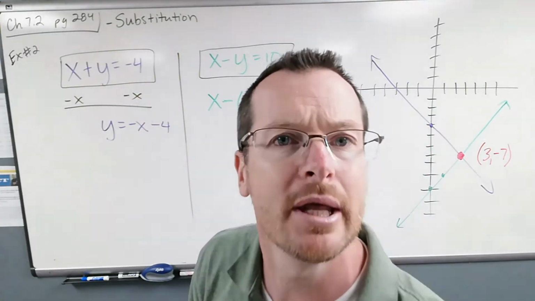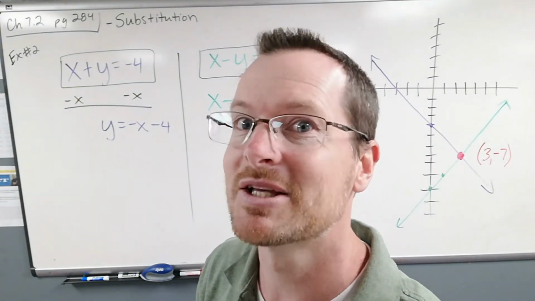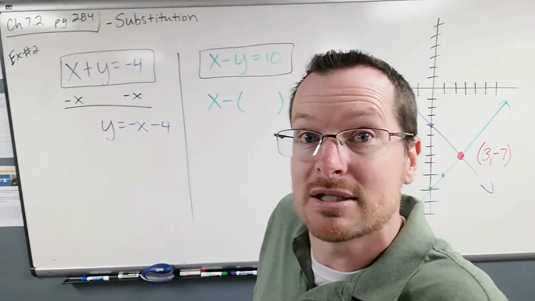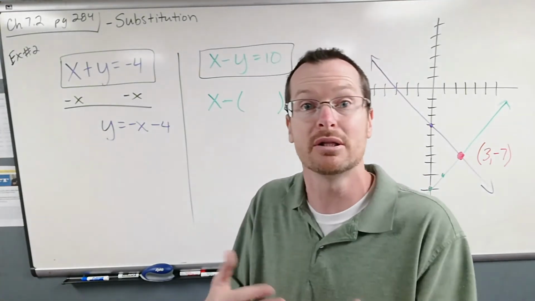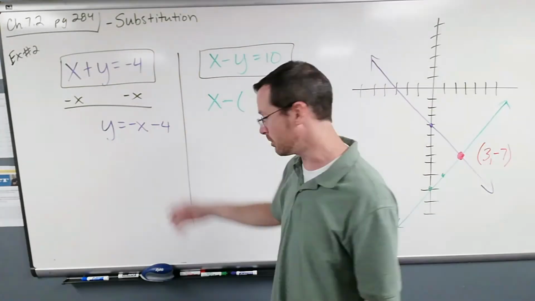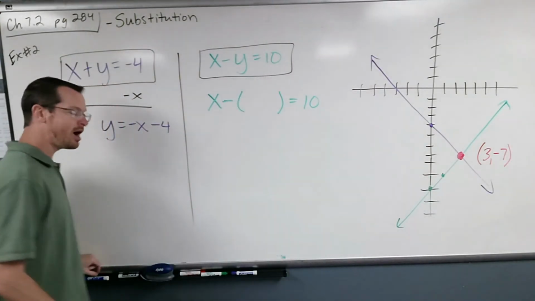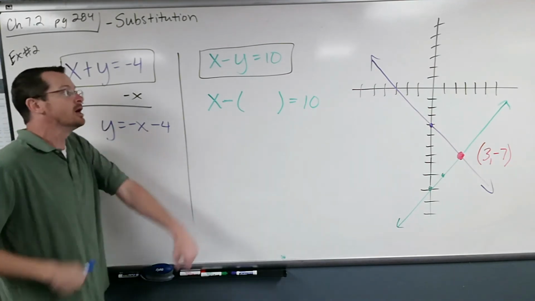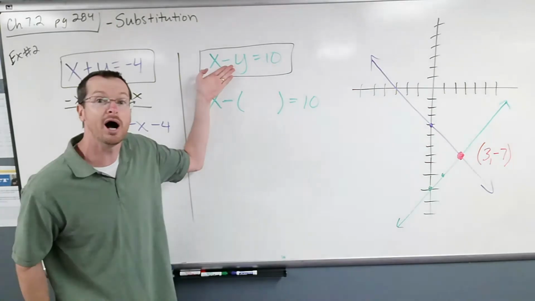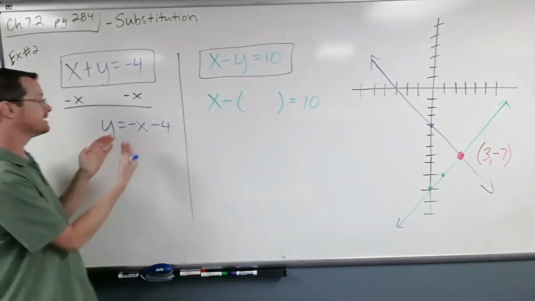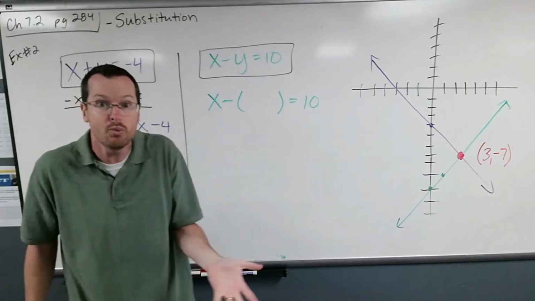Wait, what does y equal again? Negative x minus 4. So anytime that you see the letter y, we can replace it with negative x minus 4. You'd be walking down the street, like, hey, what's y? Oh, it's negative x minus 4. Hey, there's a y. What could I substitute in for it? I can substitute in negative x minus 4 because that's what y is.